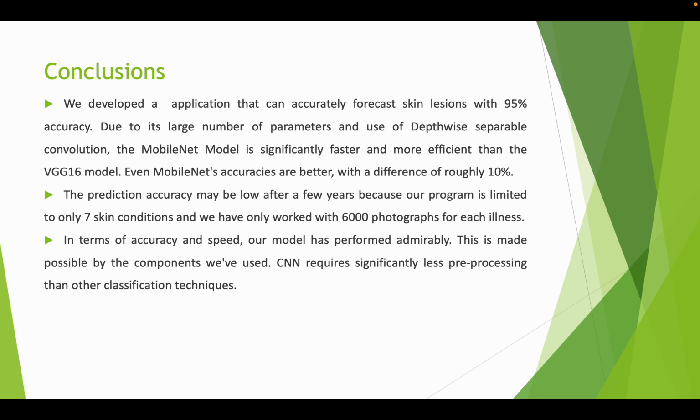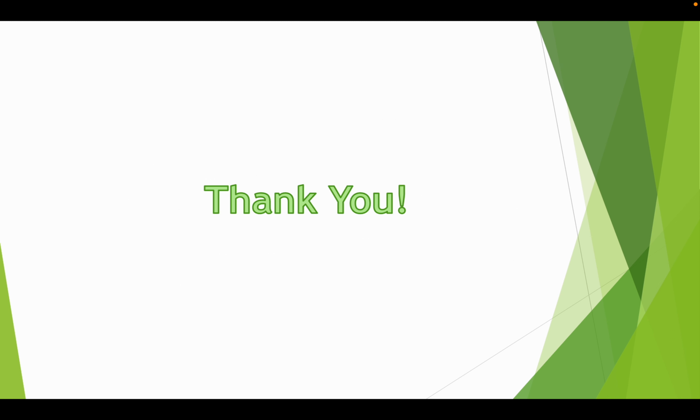So, conclusion: we developed an application that can forecast skin diseases with 95% accuracy. The prediction may be low after a few years because our program is limited to only 7 skin conditions and we have only worked with 6,000 photographs for each illness. In terms of accuracy and speed, our model has performed admirably. This is made possible by the components we have used. CNN requires significantly less pre-processing than other classification techniques. Thank you.